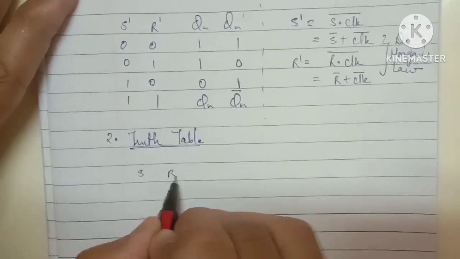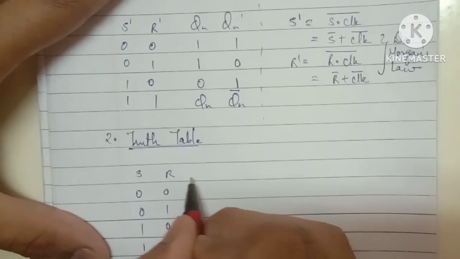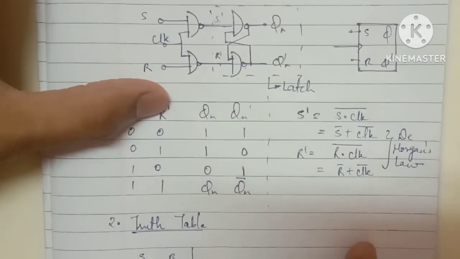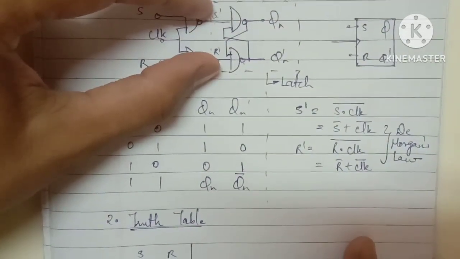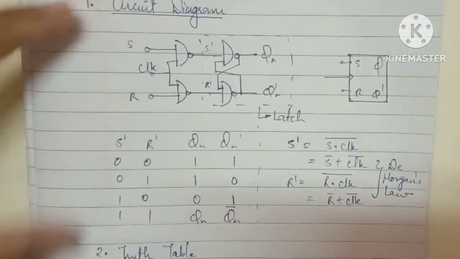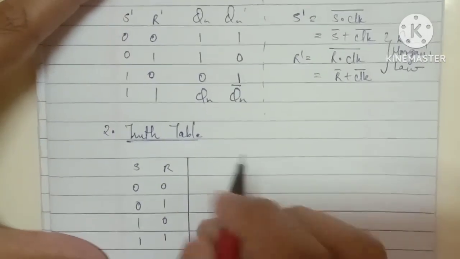So S and R are 0 0, 1 1, 0 1, 1 0, because S and R are the basic inputs. S dash and R dash are not the user inputs; S dash and R dash are the inputs of the intermediate part. This is the user input, so you are finding the input for that part.